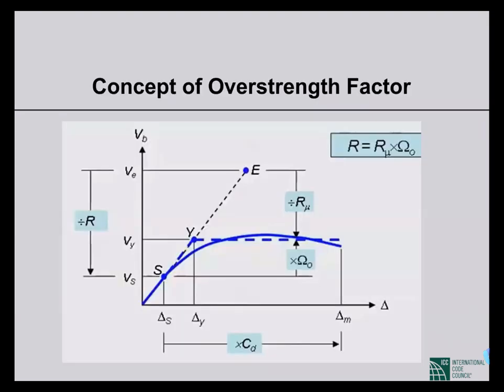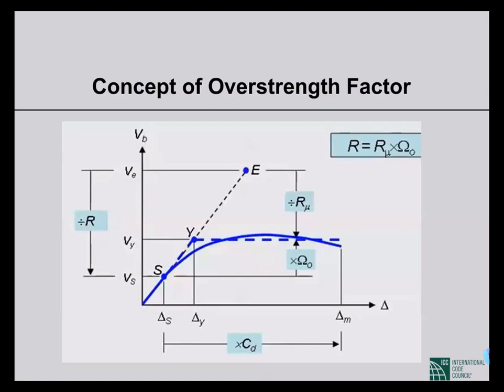Now I'm introducing some concepts. I've talked about compact sections, seismically compact sections. So in the code, it is written for which type of system, in which member, we want the member to be seismically compact. So when in the code a certain member is mentioned as needing to be seismically compact, we have to check those limits.